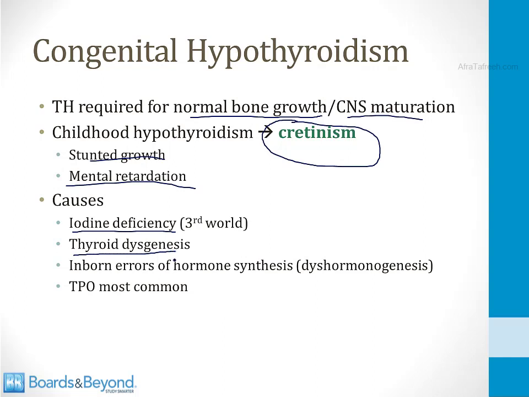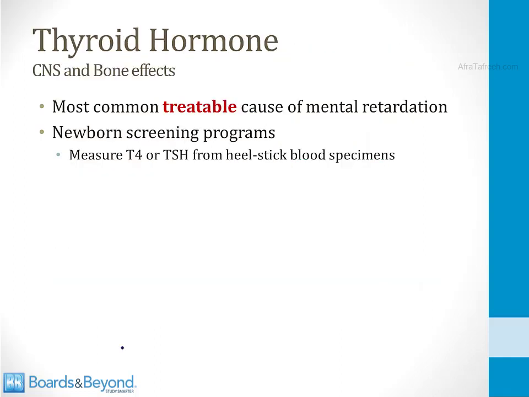And then finally, there are rare inborn errors of thyroid hormone synthesis. These are called dyshormonogenesis syndromes. And the most common one is abnormal development of the TPO enzyme. You need a normally functioning thyroid peroxidase enzyme in order to make thyroid hormone. And if you don't have normal TPO, then the child will be hypothyroid and they can go on to develop cretinism. Cretinism is the most common treatable cause of mental retardation.